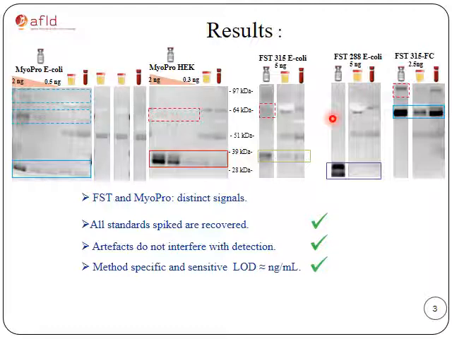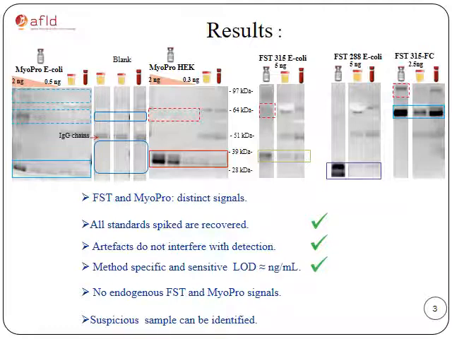Here is the SDS-PAGE profile of blank urine and serum. As you can see, no bands are detectable at the follistatin or MyoPro standard locations, and the additional bands are attributable to immunoglobulin chains from the capture antibodies.